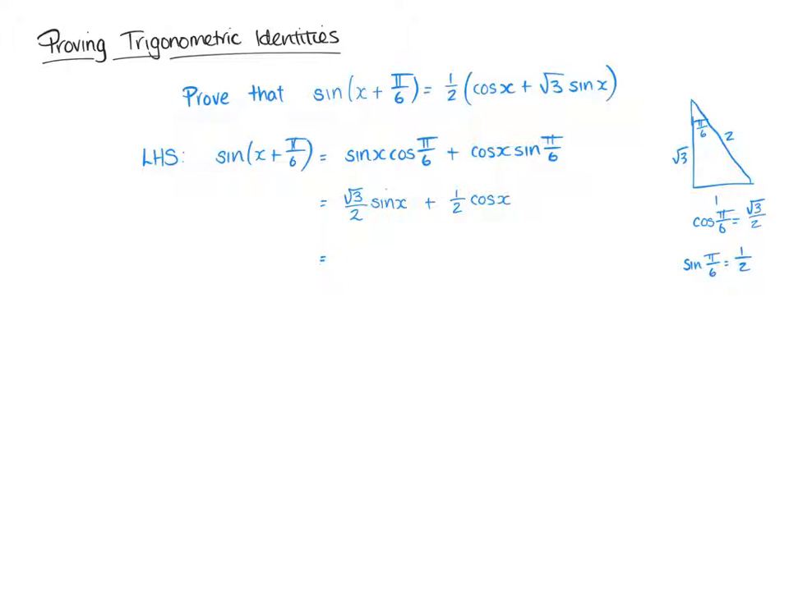This one's not actually taking too long, so all we've got to do now is take out a factor of a half. So we take a factor of a half out of root 3 over 2, you just get left with root 3 sine x, and if you take the factor of a half out there, you just get cos x on its own, and then we can just rearrange it a little bit to get it how it's given in the question.